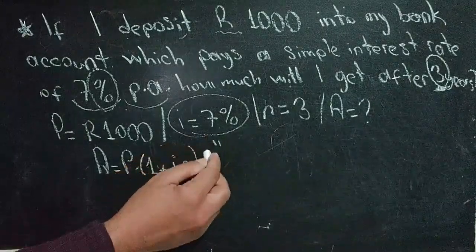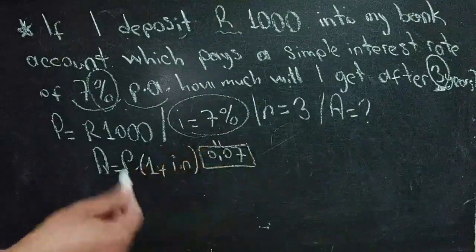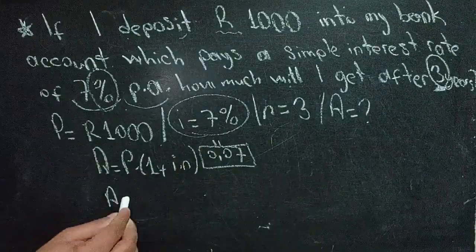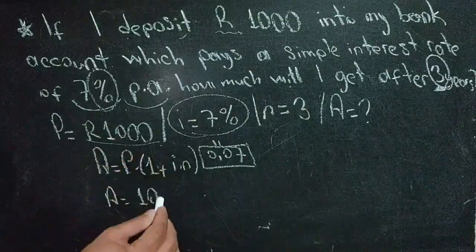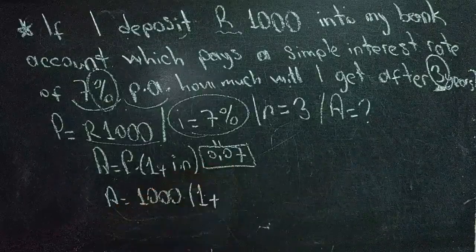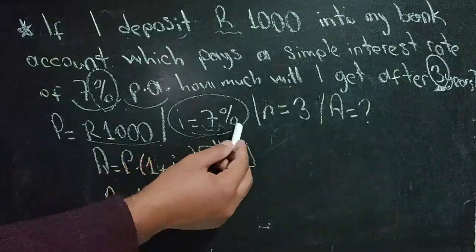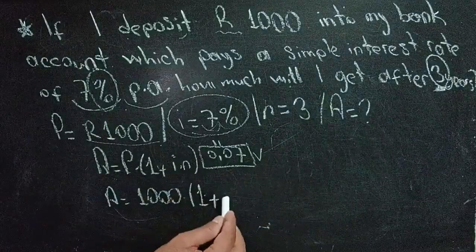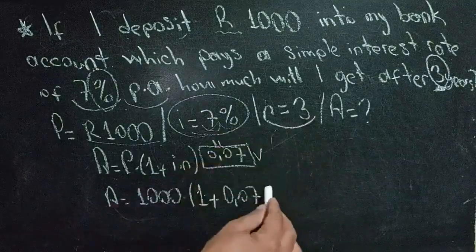I'm going to convert into a decimal number. 7% is 0.07 in decimal number. Right, now I'm going to put there A equals, previous amount was 1000, times (1 plus the interest rate). I'm not going to write there 7 or the 7% with that sign. No, you are going to use this one. Right, now that will be 0.07 times how many years? There is given 3 years.